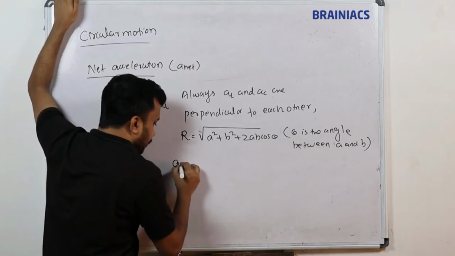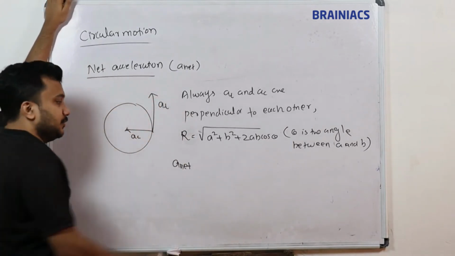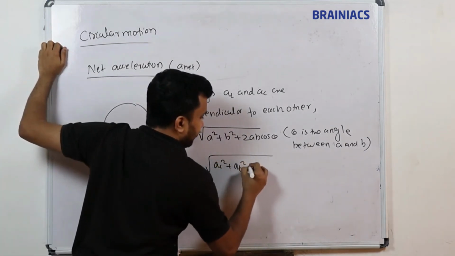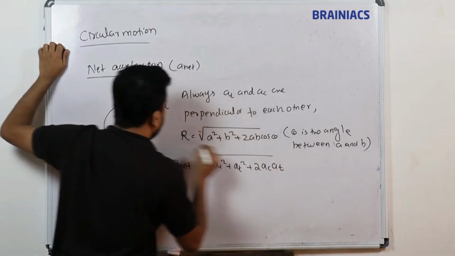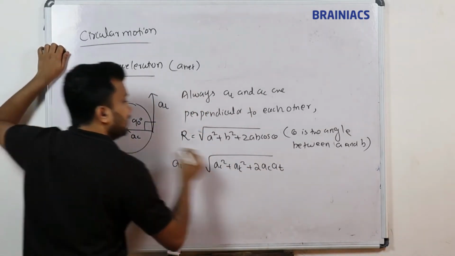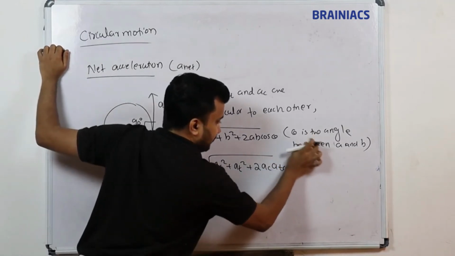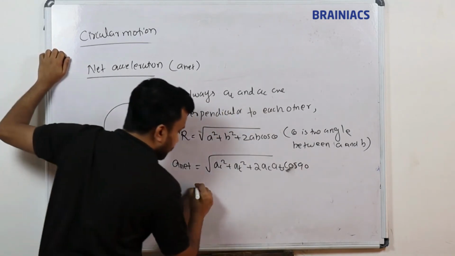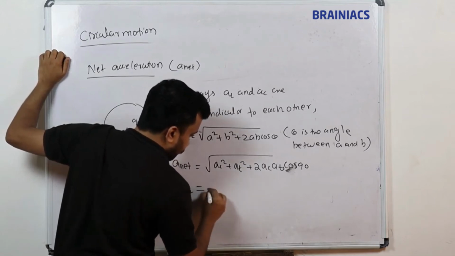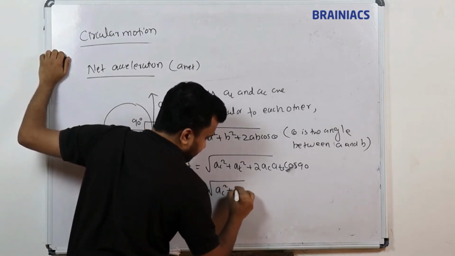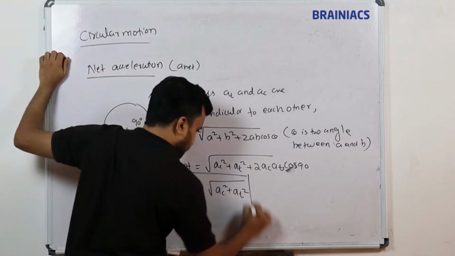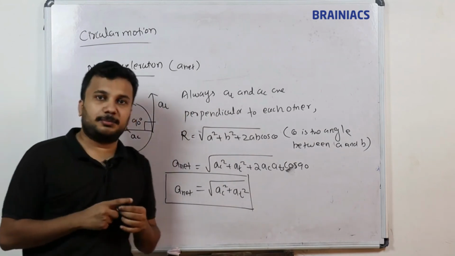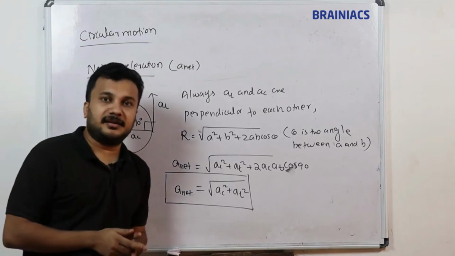So here resultant means total acceleration. A net is equal to root of AC square plus AT square plus 2 into AC AT cos of the angle between AC and AT, which is 90 degrees. What is cos 90? Cos 90 is 0. So A net is equal to root of AC square plus AT square, and that is called the net acceleration.